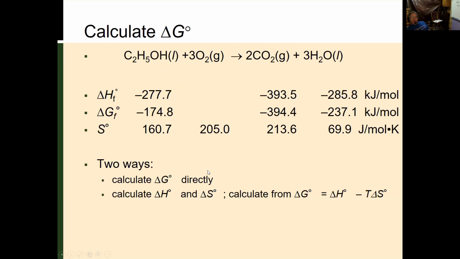There are two different ways to calculate delta G. If we have all the values, we can calculate it directly, or we can calculate delta H and delta S and calculate it from delta G equals delta H minus T delta S. Notice S is going to be given in joules per mole. Delta G and delta H are in kilojoules per mole, so we need to pay attention to that. If you have all but one of these, you should be able to solve for any of the other.